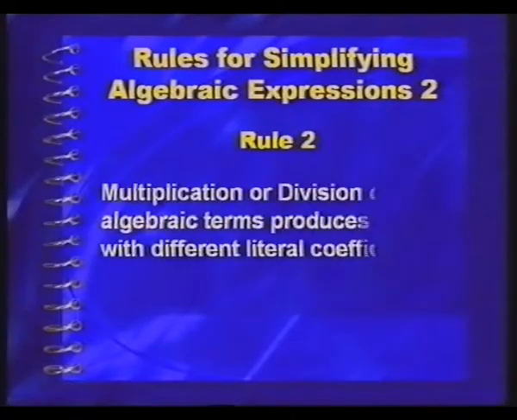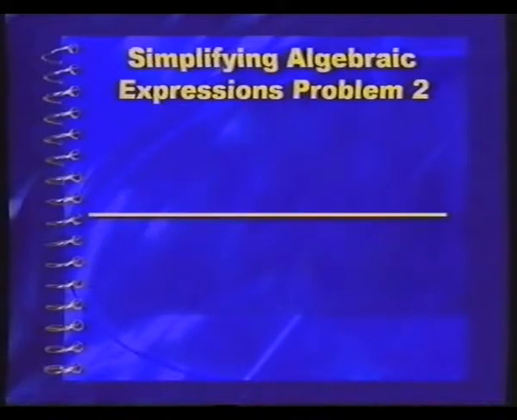When algebraic expressions are multiplied or divided, then you can get a different term. I've got that written down as rule 2. Multiplication or division of algebraic terms produces terms with a different literal coefficient. Let's look straight away at an example of that.